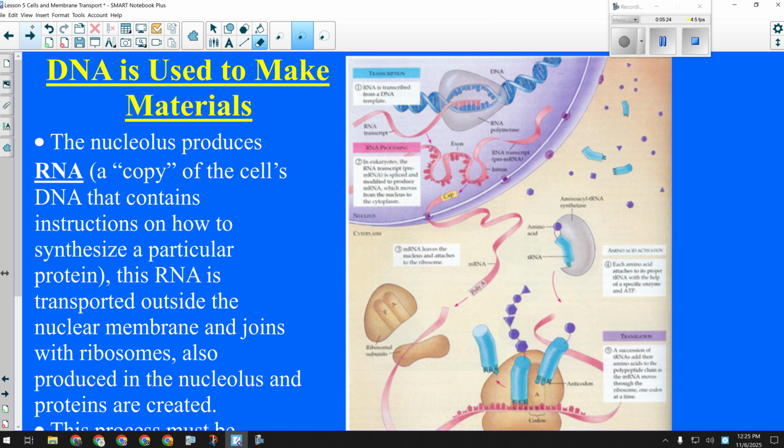Okay, so the nucleus, or nucleolus, sorry, as we said, produces RNA. That's a copy of the DNA. Okay, and that is the instructions to build things.